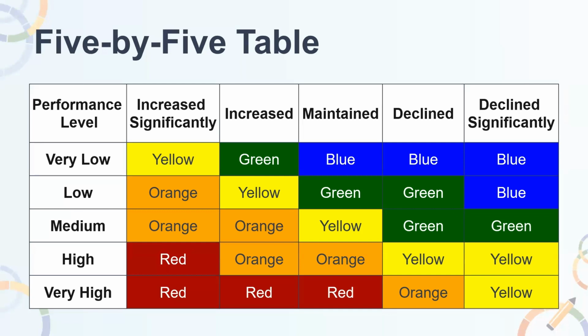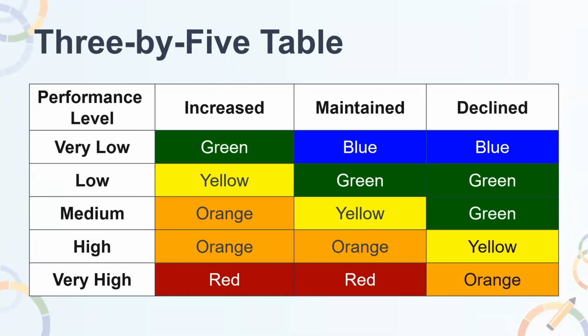Finally, an LEA, school, or student group will receive a red performance level with a status of high and a change of increased significantly, or a status level of very high and a change level of either increased significantly, increased, or maintained.